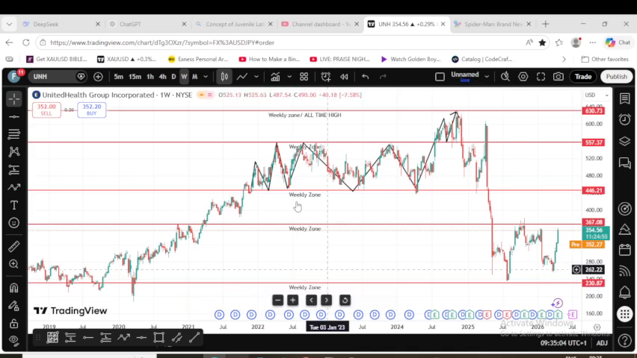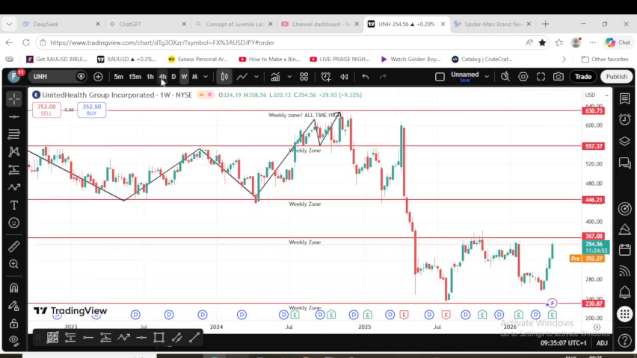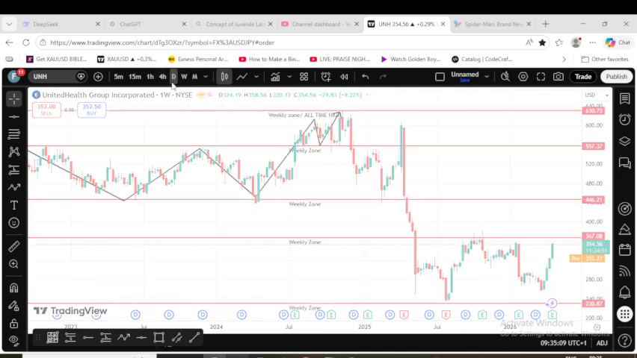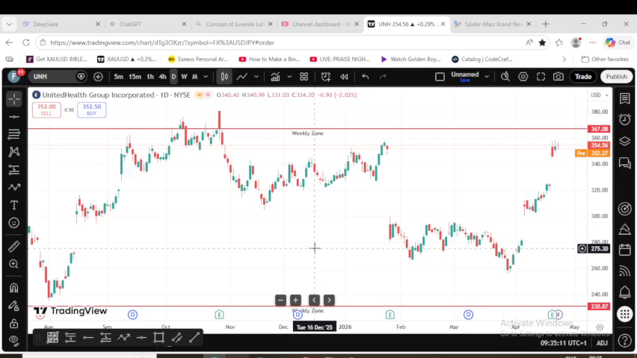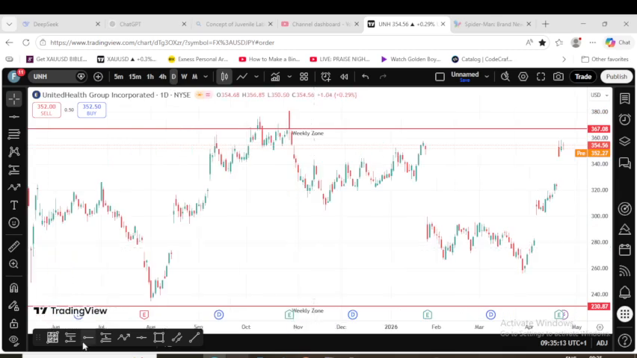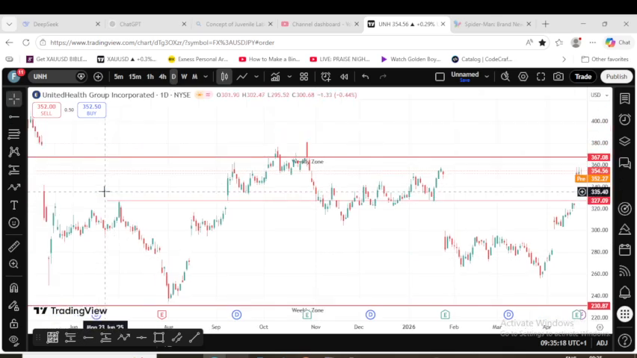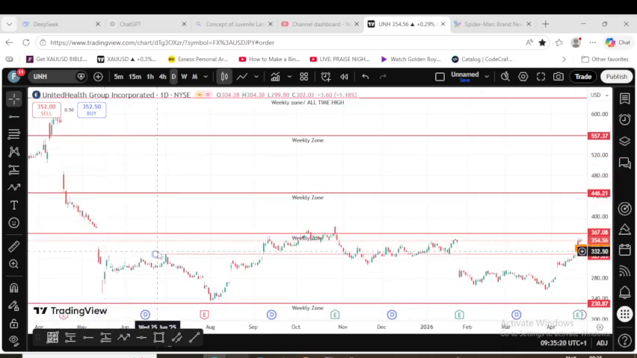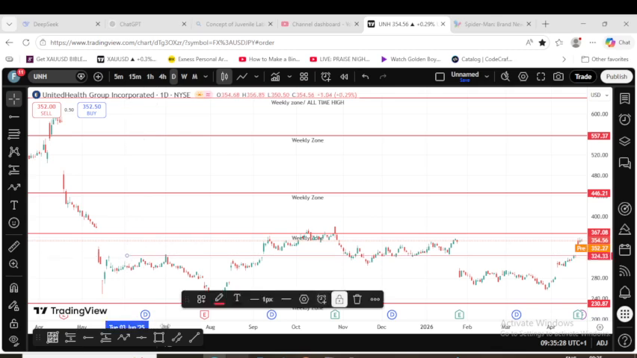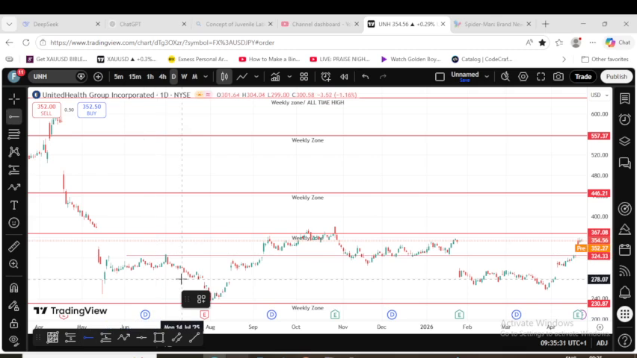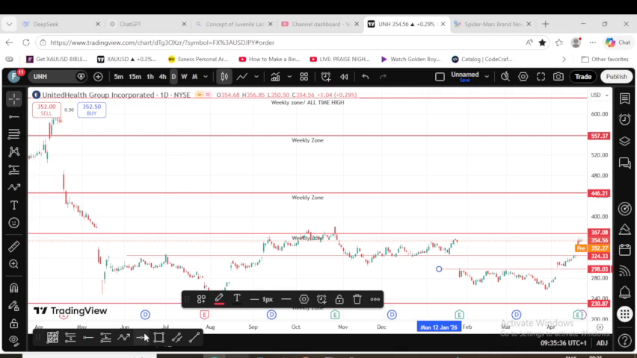Now let us try and identify our zones on the daily time frame. So let's go down to the daily time frame. Yeah, that's what I'm talking about. So we have a daily zone here. We have a daily zone somewhere around here. We have a daily zone here. We have a daily zone. We have a daily zone here. We have another daily zone here.